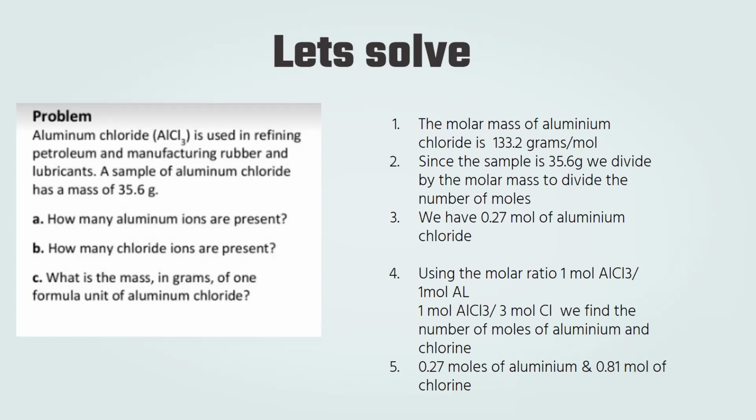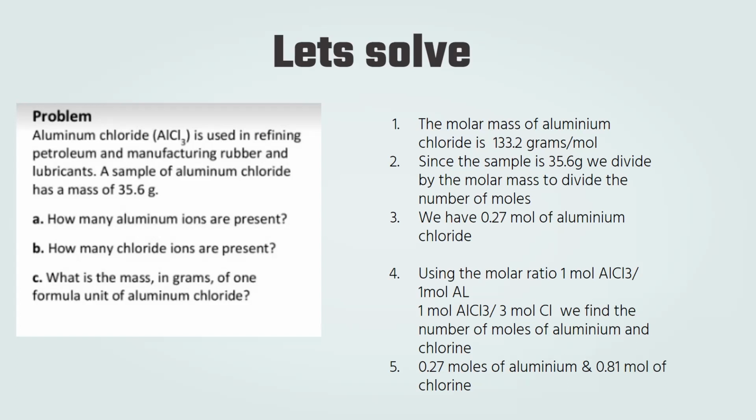Since the sample is 35.6 grams, let's divide 35.6 grams over 133.2 grams per mole to find out the amount of moles that we are dealing with. When we do that, we find out that the sample consists of 0.27 moles of aluminum chloride. Now, we know that in a formula unit, in 1 mole of the substance aluminum chloride, there is 1 mole of aluminum and 3 moles of chlorine. And we have 0.27 moles of the substance.